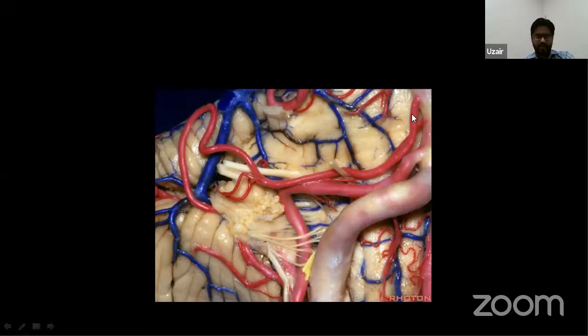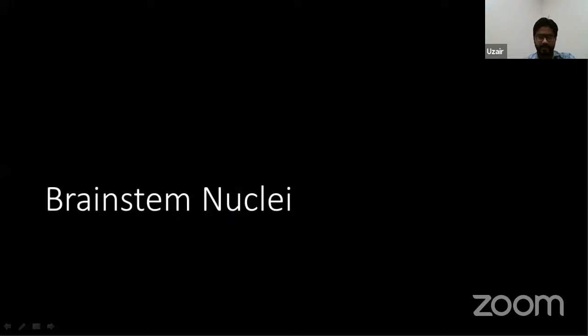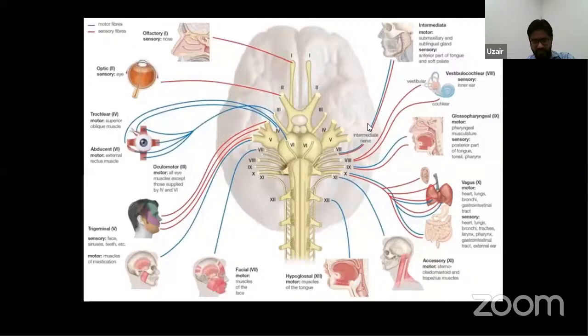So now coming to the brainstem nuclei. This is the diagrammatic representation of the cranial nerves. We all are familiar with it from medical school. Cranial nerves 1 and 2 arise from the forebrain, then 3 and 4 from the midbrain, 5, 6, 7, 8 from the pons, and 9, 10, 11, 12 from the medulla oblongata. I am not going to emphasize the individual functions because we are going to have a detailed overview of the lower 4 cranial nerves later on.